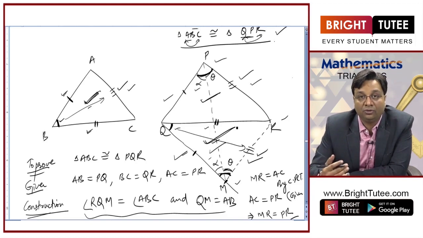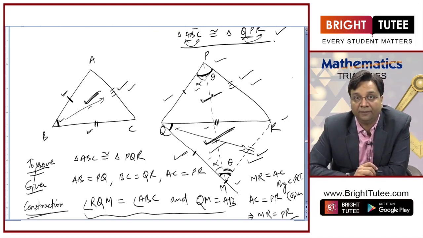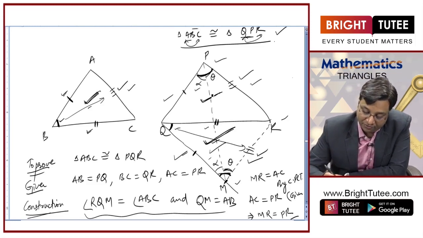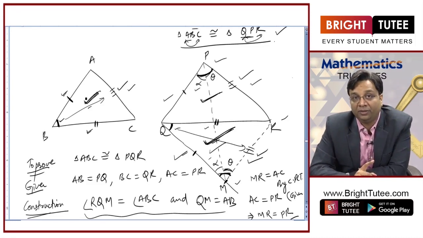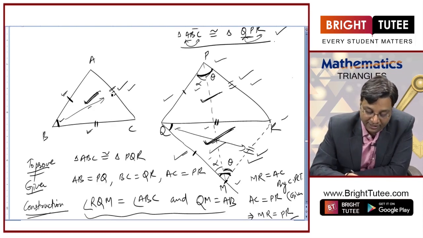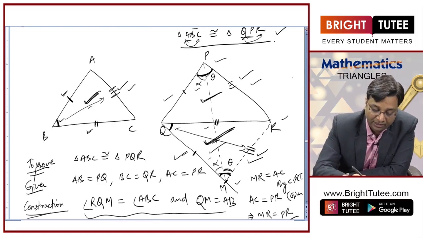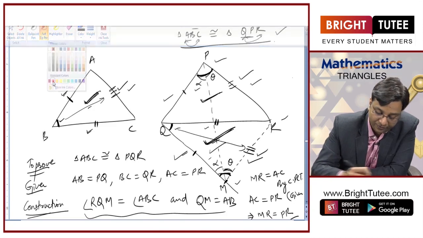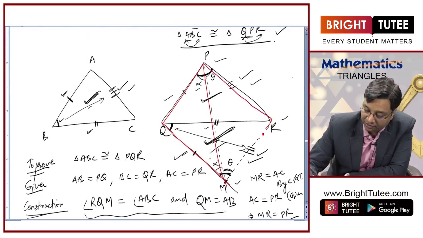Now what I want to do is prove that triangle QMR is congruent to triangle PQR. Okay, that I did by using two facts. One, that when triangle QMR is congruent to triangle ABC, corresponding parts of congruent triangles will be equal. So AC is equal to MR. Now I have got two isosceles triangles. Let me change the color to show it. Now I have got this isosceles triangle. Okay, another isosceles triangle is this one.